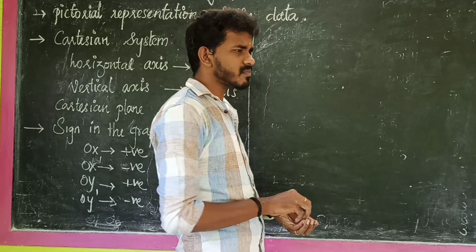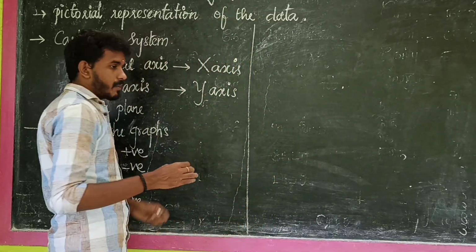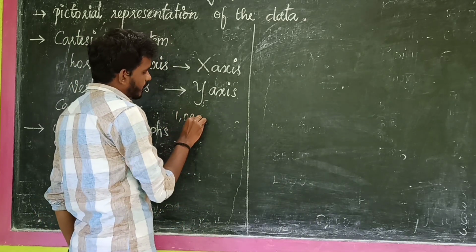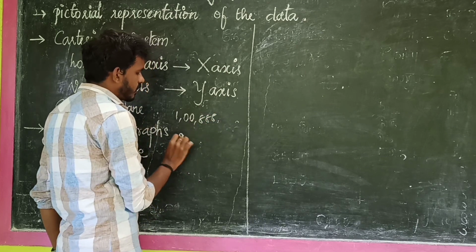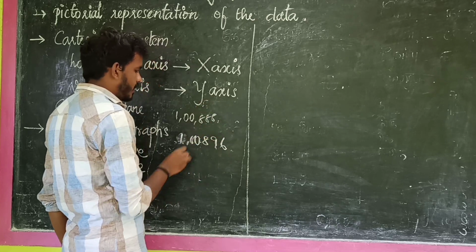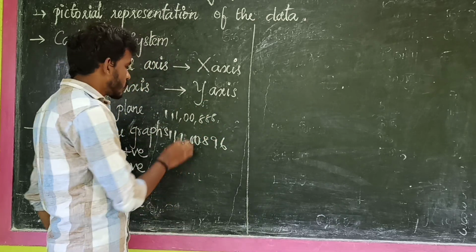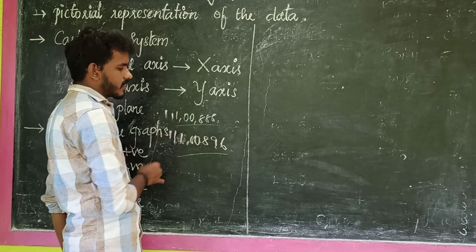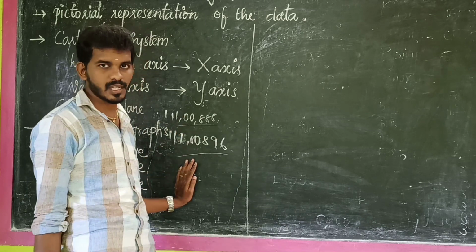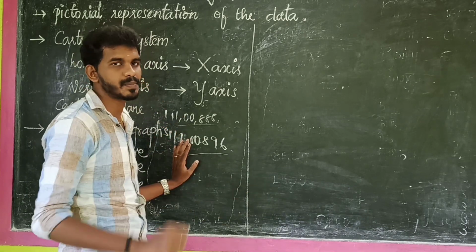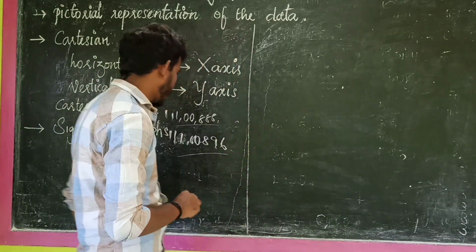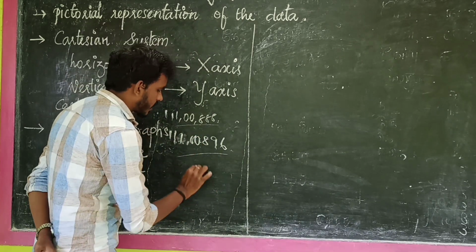Now for example, we have two data. We have one data, 1 lakh something, and another, 1 lakh. You know the data is like this. I am going to read it.